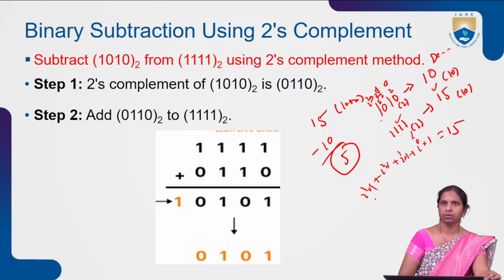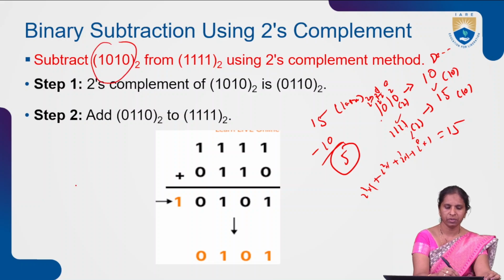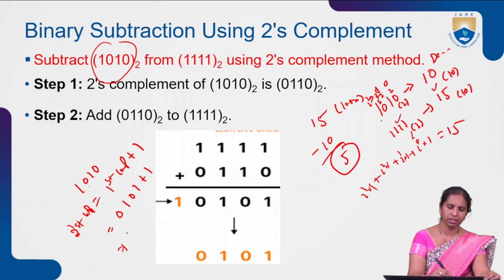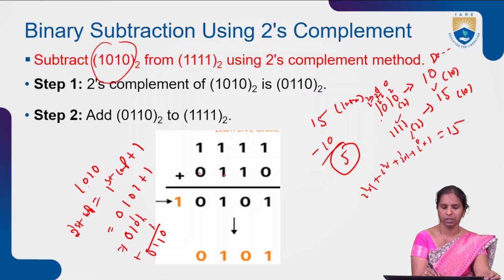So for this, what you have to do now? First, what is the smaller number? This is the smaller number, 1010. So for this number, you have to find out the 2's complement. 2's complement equals 1's complement plus 1. Therefore, what is the 1's complement of 1010? That is nothing but 0101 plus 1. Then what are you getting here? 1 plus 1 equals 0 and the carry is 1. And here 1, 0. So 0110.